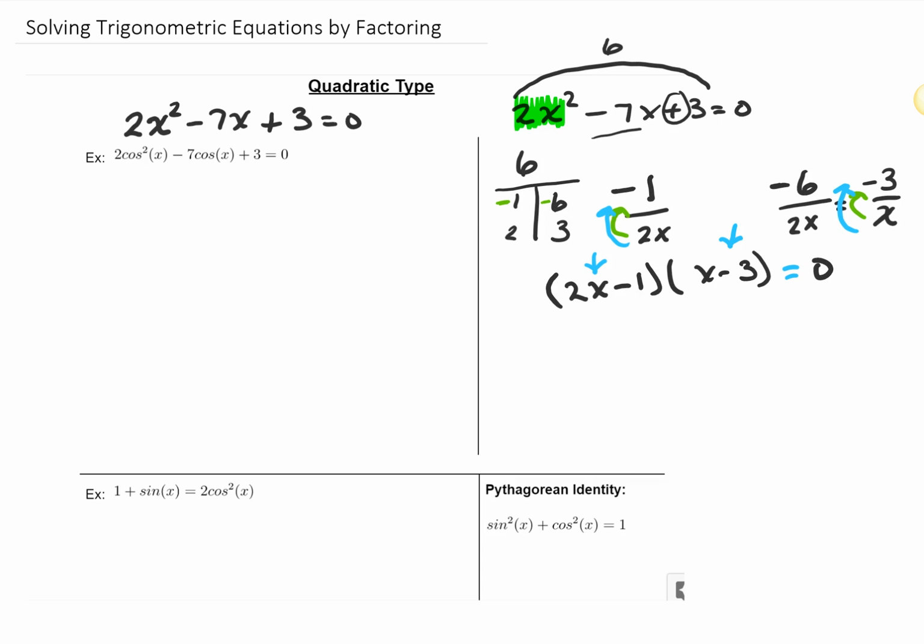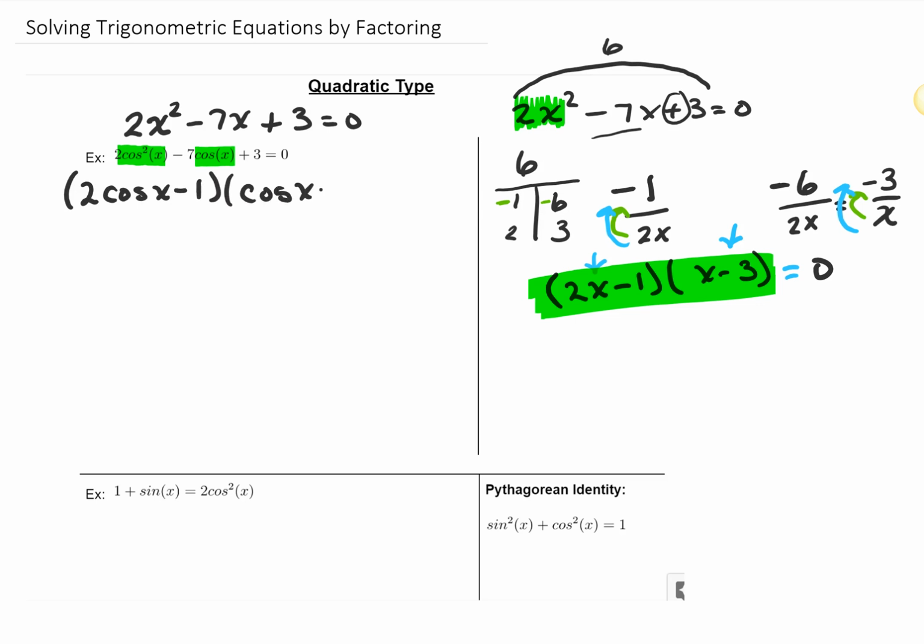This is going to help in solving this equation, because it's actually quite similar. Instead of saying x here and here, we're going to say cosine x. So we're going to use our knowledge from this step over here to answer this question. Let's write it: 2 cosine x minus 1, and cosine x minus 3, and set that equal to 0. Now we apply the zero factor property. We say 2 cosine x minus 1 equals 0, and the other one is cosine of x minus 3 equals 0.